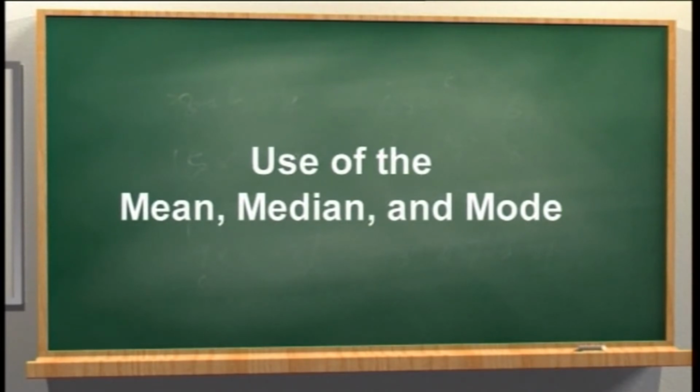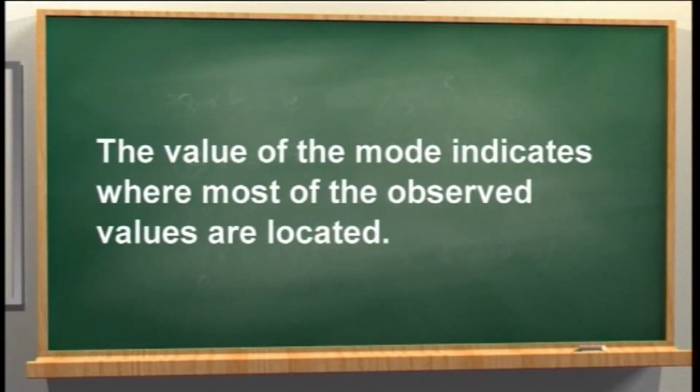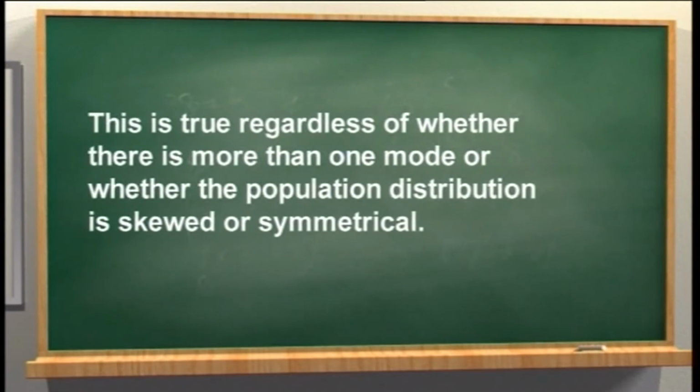With regard to its uses, we first consider the use of these measures of average for representing population data. The value of the mode indicates where most of the observed values are located. It can be useful as a descriptive measure for a population group, but only if there is one clear mode. On the other hand, the median is always an excellent measure by which to represent the typical level of observed values in a population. This is true regardless of whether there is more than one mode or whether the population distribution is skewed or asymmetrical.